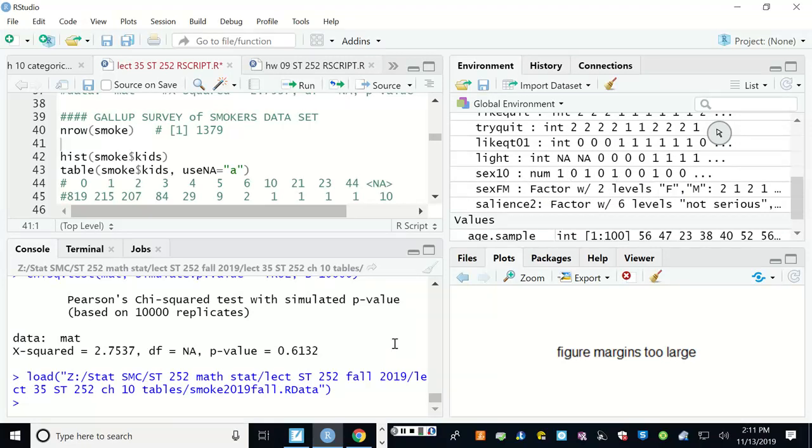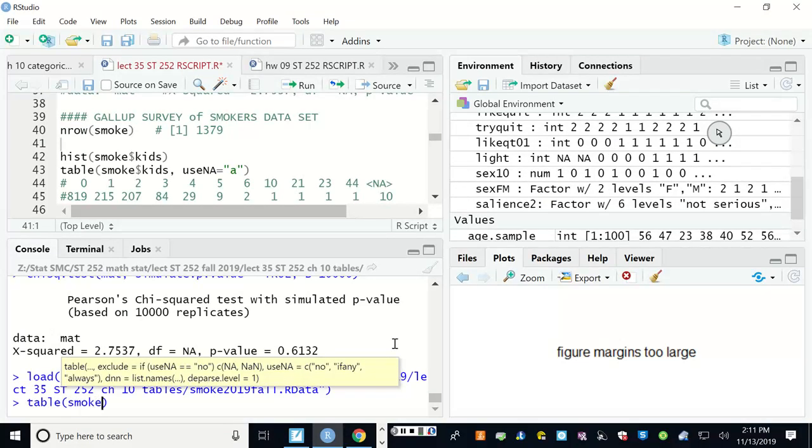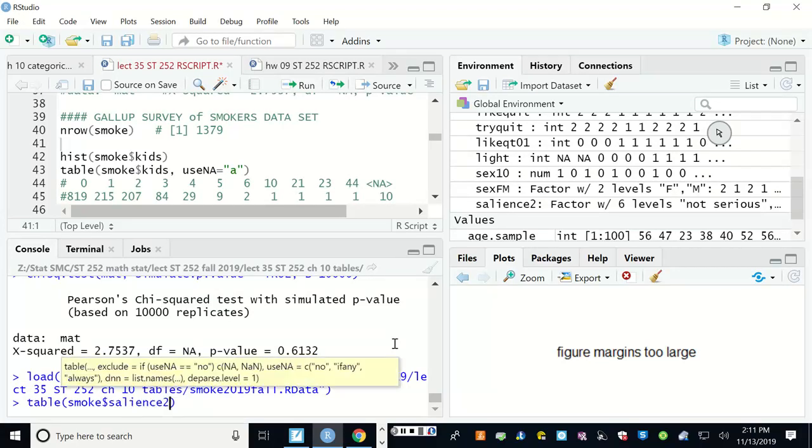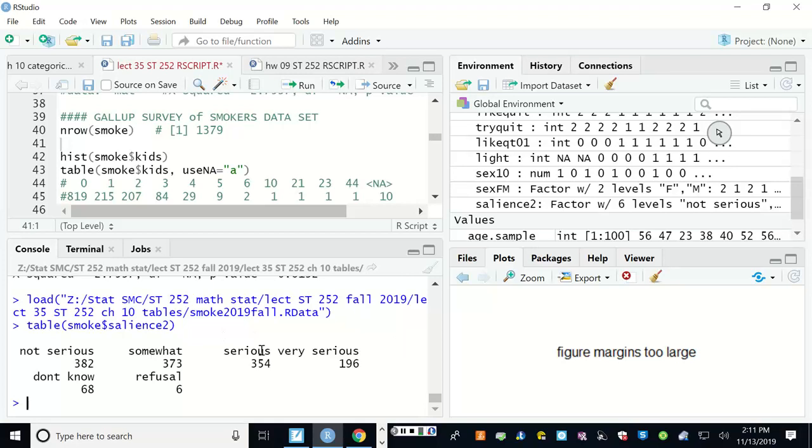The salience: not serious, somewhat serious, serious, very serious, don't know, and refusal. So there's 4 levels actually, and then don't know and refusal are put in there. And so we can look at if some things are related. One thing that we might look at is a person's desire to quit, their stated desire. These are self-reported smokers, what they say, right, on a phone interview. Is it related to the number of children in the household?